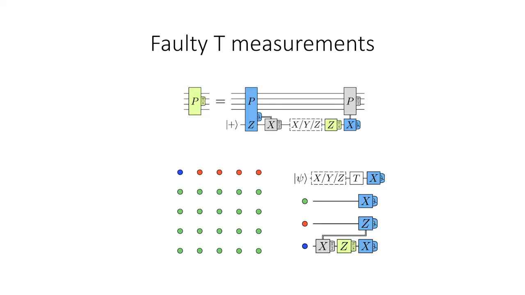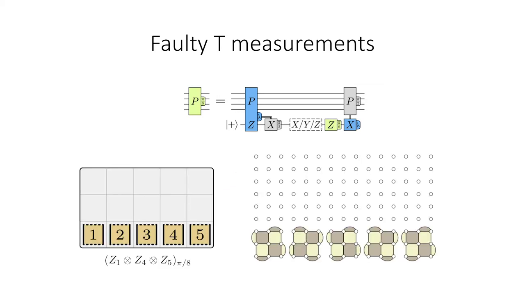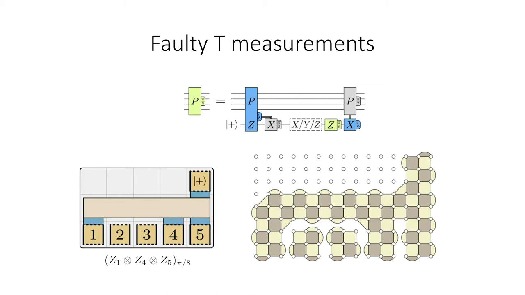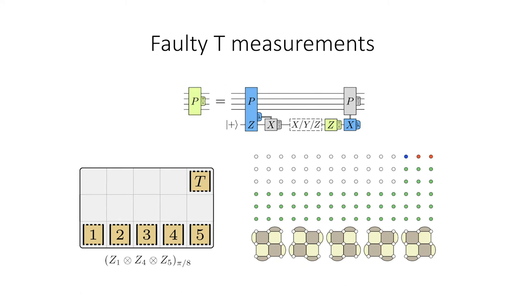But it's a thing. So if you want to use this to perform a pi by 8 rotation, you could basically follow this circuit. What it tells you to do is, so let's say we have our 5 qubits, we want to perform a z1 times z4 times z5 pi by 8 rotation. What you have to do is you initialize a plus patch in this top right corner, and then you measure p times z. So it's again, it's just multi-patch lattice surgery. And then you perform a faulty T measurement on this plus qubit in the top right corner. So that's what this protocol tells you to do.